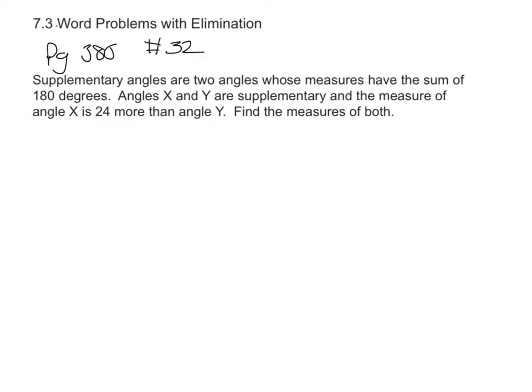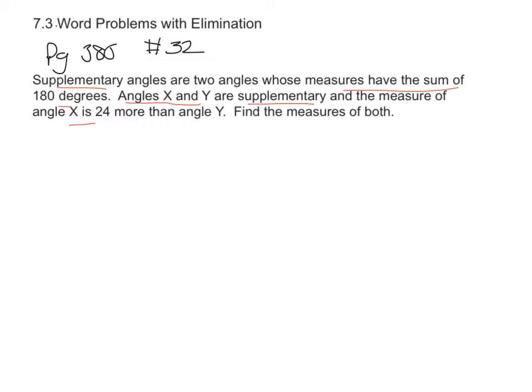So you're going to want to get down the main information that says supplementary angles are two angles whose measures have the sum of 180 degrees. Angles x and y are supplementary, and the measure of angle x is 24 more than the angle y. Find the measures of both.